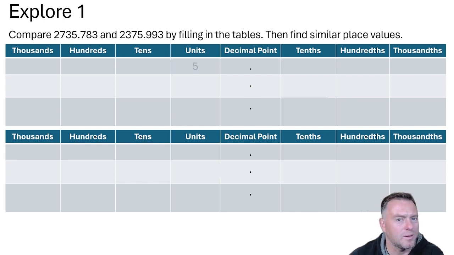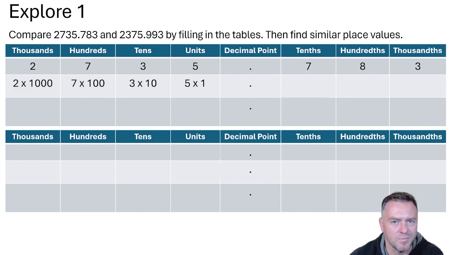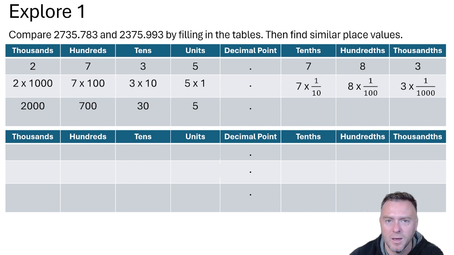Cool. So what you should find with the first one is you've got the 5, the 3, the 7, and then the 2. And then on the tenths, you've got the 7, the 8, and then the 3. So then the 5 is the same as 5 lots of 1, 3 is the same as 3 lots of 10, 7 lots of 100, and then 2 lots of 1,000. Then the 7 becomes the same as 7 times a tenth, 8 becomes 8 times a hundredth, and then 3 becomes 3 times a thousandth. So then we've got a 5, we've got 30, we've got 700, and then 2,000 is the actual value of those numbers and those place values. And then on the other side, we have 7 tenths, 8 hundredths, and then 3 thousandths.